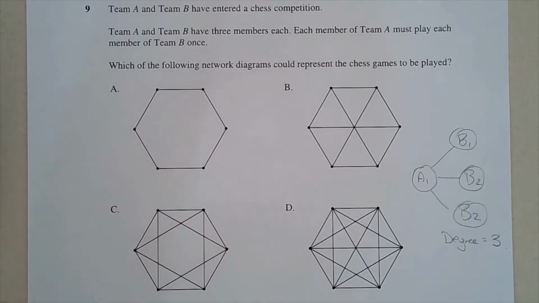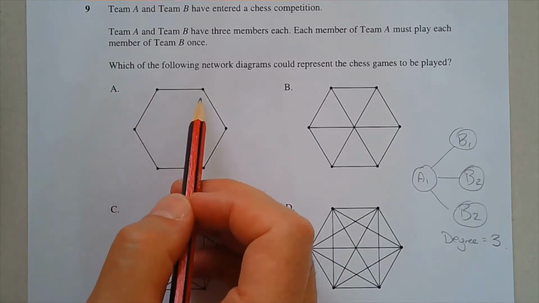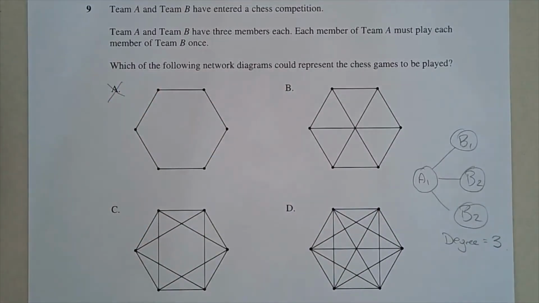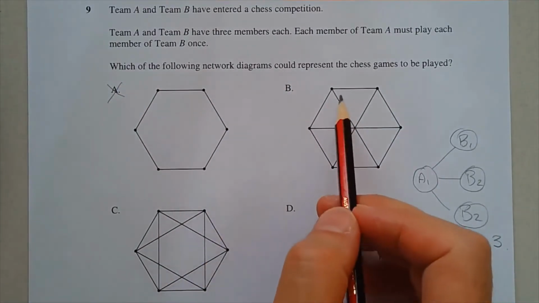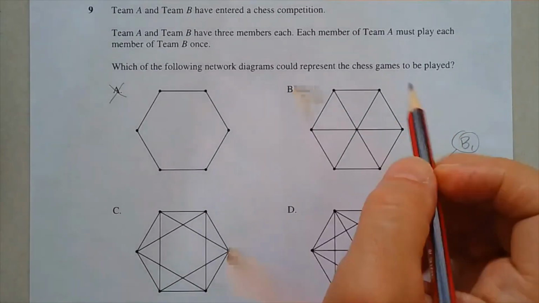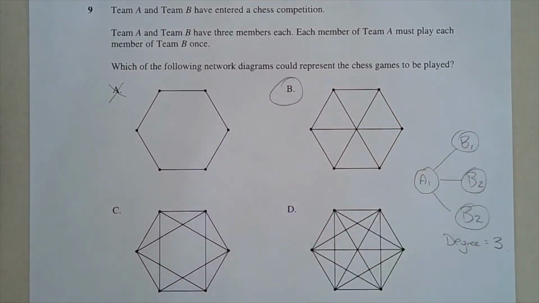Let's have a look at option A. The degree of each of these vertices is 2, so it can't be A. Option B, each of these vertices has degree 3, so option B is in fact the answer.